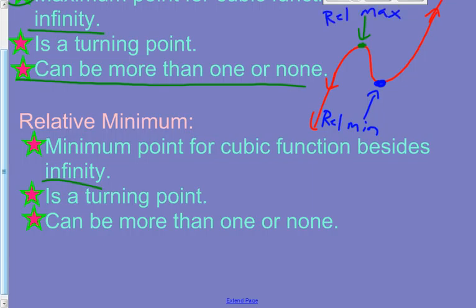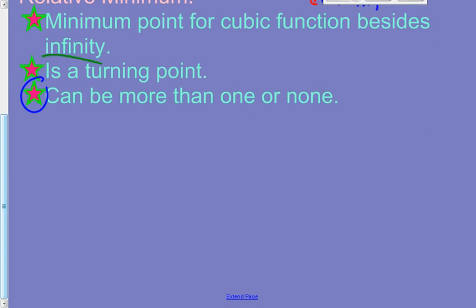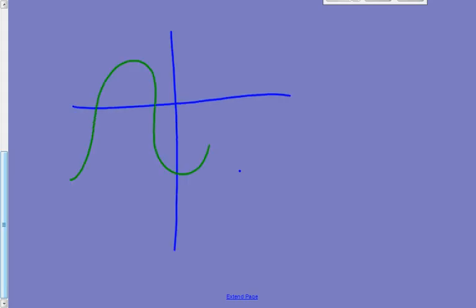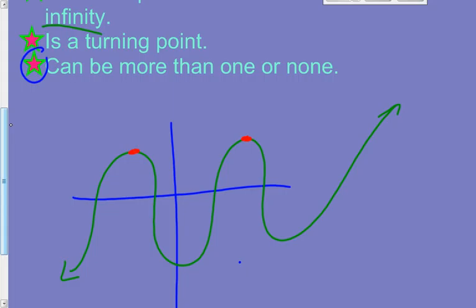Hopefully that makes sense. Like this one says right here, we can have a polynomial function that might look something like this. Well, now class, where is our relative maximum at? Our highest points or our hills are right there and right there. So in this one, there are two relative maximums. That's where this third bullet point comes in, where there can be one, more than one, or none.